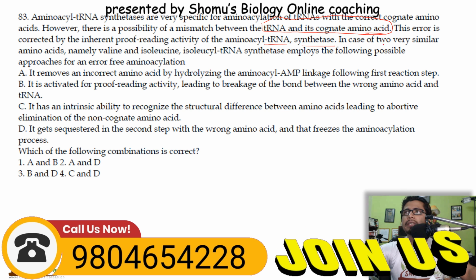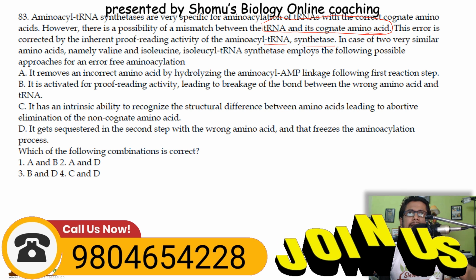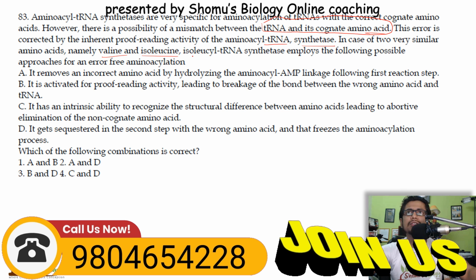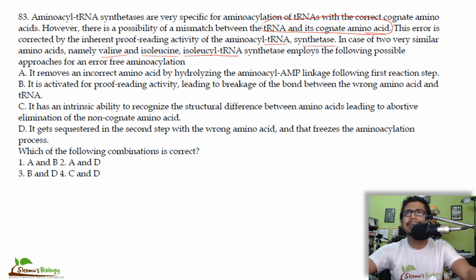In case of two very similar amino acids, namely valine and isoleucine, isoleucyl tRNA synthetase employs the following possible approach for an error-free aminoacylation process. So this is quite an interesting problem.